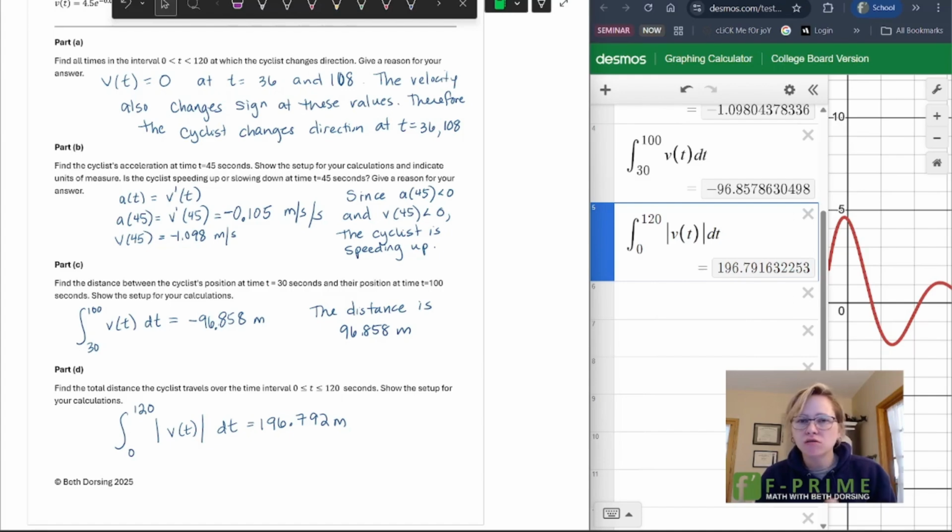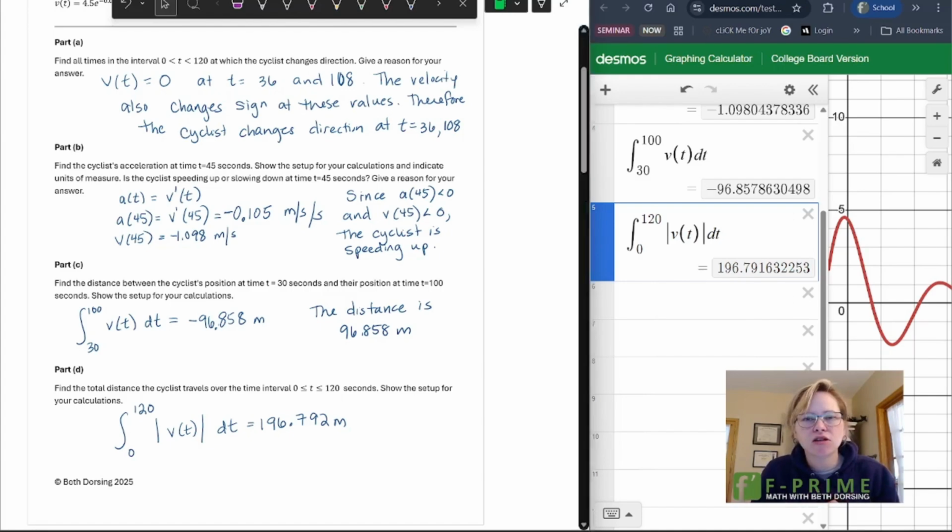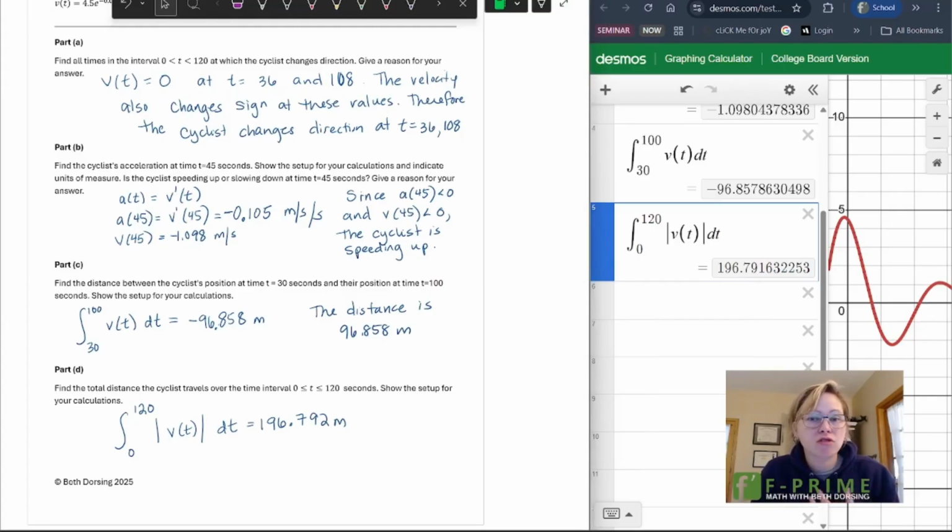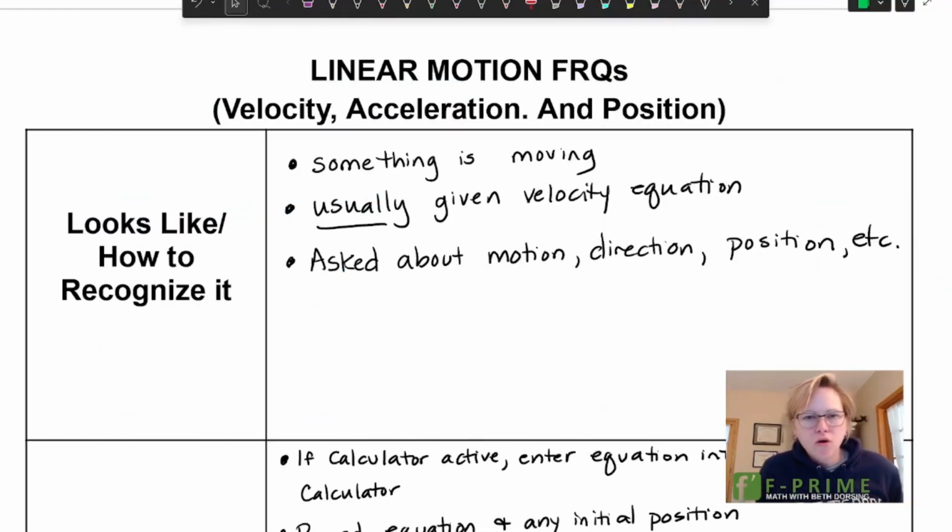And so right now, let's summarize what we just did, and let's take a look at some tips and tricks for how to do these types of linear motion questions. In general, when we are looking at linear motion free response questions, they're pretty easy to recognize because in the problem, something is moving. Usually we're given some sort of velocity equation. We're asked about motion, direction, position, total distance, acceleration, things like that. It's very easy to tell if it's a velocity equation.